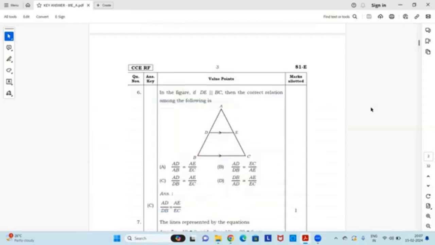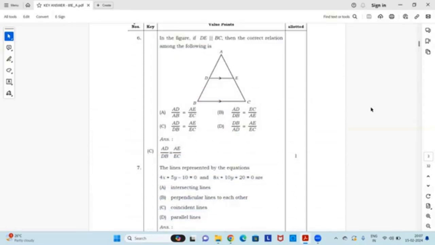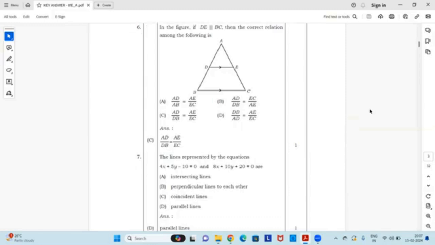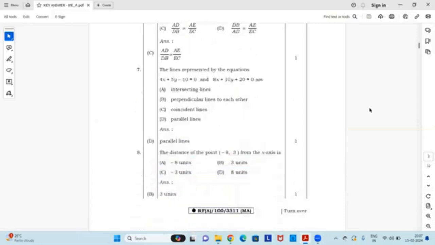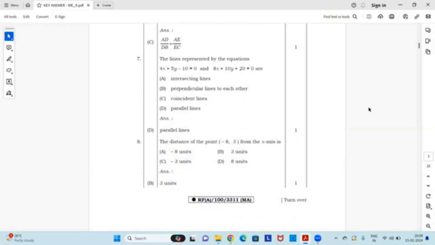Okay, next coming to question 6. Look at the question carefully. Read the options and then option C is the right answer here. You can pause the video and look at the question and observe it for the answer and its steps. Anyhow, this is a multiple choice question.